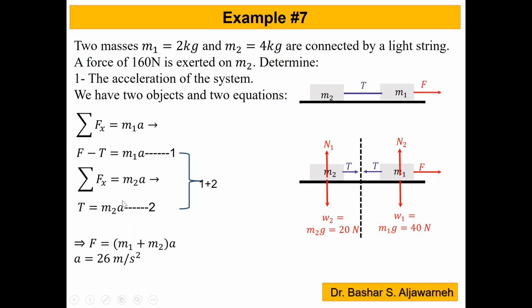Now I have two equations with two unknowns. So the best way is for me just to take the first equation and add it to the second equation, because I have minus T and plus T, and they will cancel out. We'll end up with F equals m1 plus m2, all of them times a. So the force is 160, m1 plus m2, which is 2 plus 4. Do your calculation, and you will get acceleration equal 26 meters per second squared.